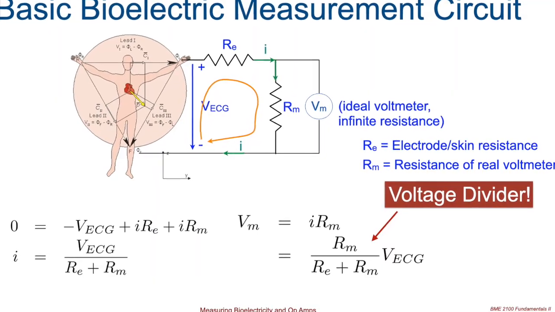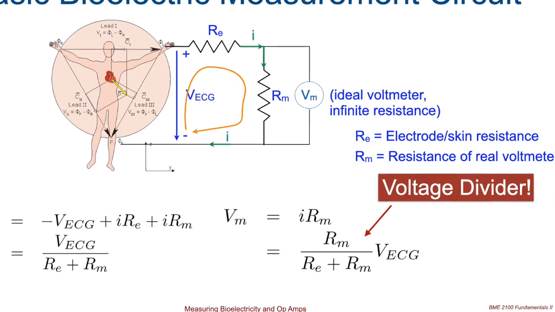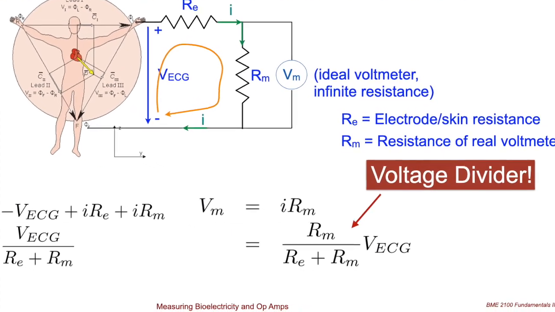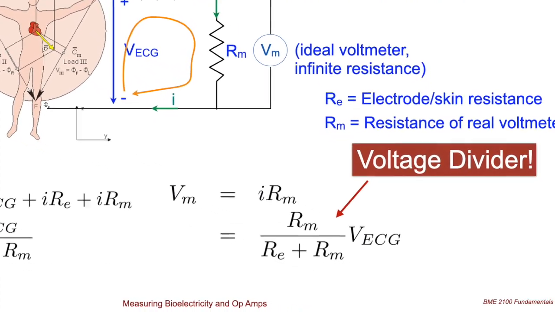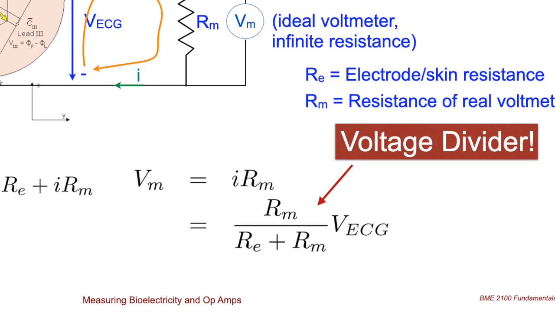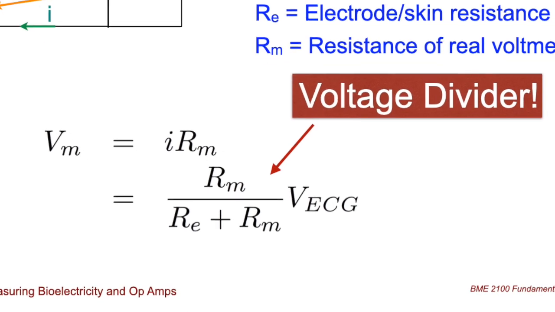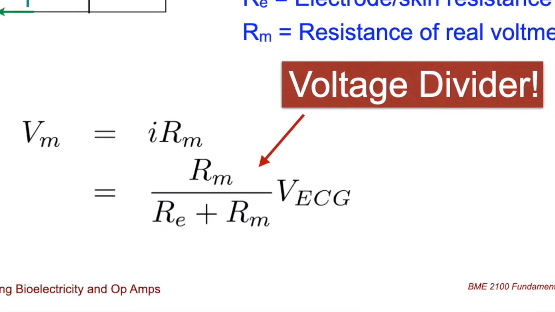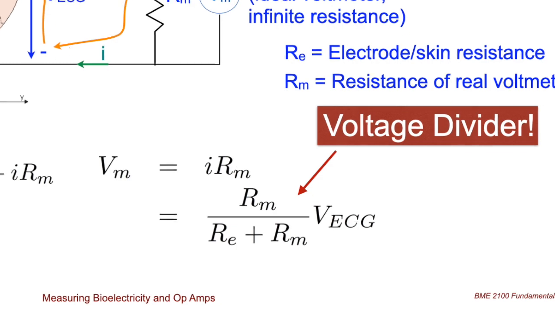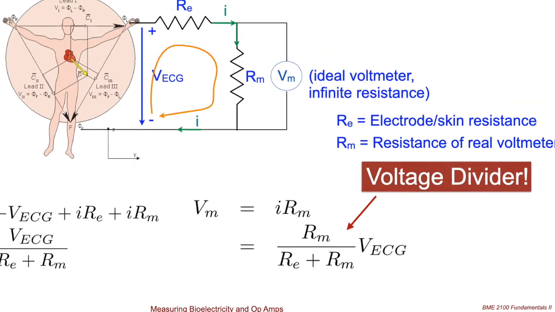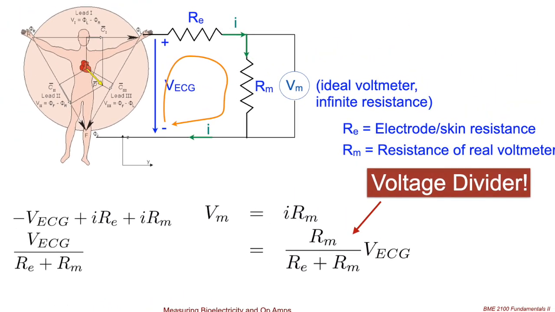Now this expression of a voltage times this ratio of resistors, like RM over RE plus RM, is also a configuration we're going to see again and again in this course. And we call it a voltage divider. Why voltage divider? Because we're dividing the original voltage VECG over the two resistances through which the resulting current flows. We're dividing the voltage across RE and across RM. And the component we see here is the component across RM.